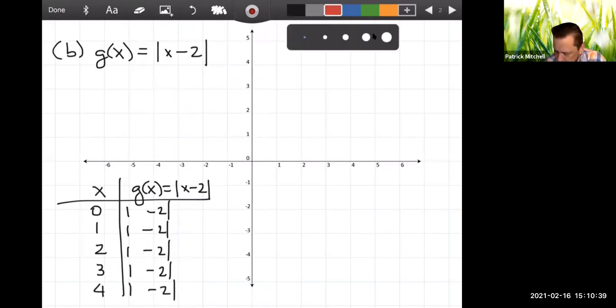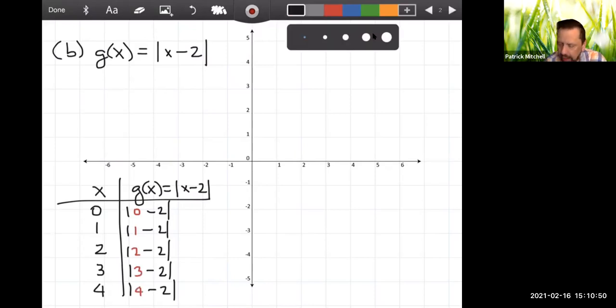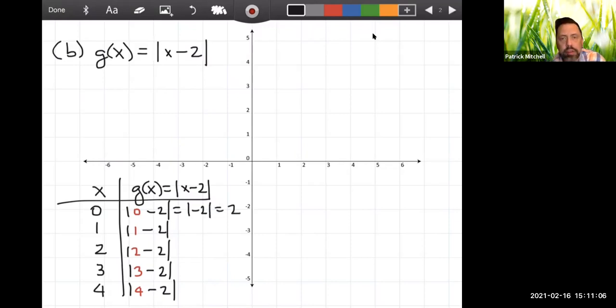All right. So we get 0 minus 2, 1 minus 2, 2 minus 2, 3 minus 2, 4 minus 2, and then we're going to take the absolute value of all those. All right, so we'll go from top to bottom this time. Why not? 0 minus 2 is -2. The absolute value of -2, you remember how that works, is 2. Right? So this graph passes through the point (0, 2).